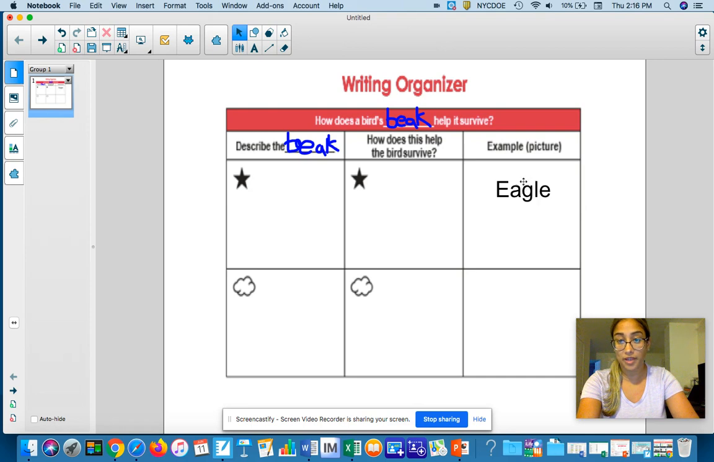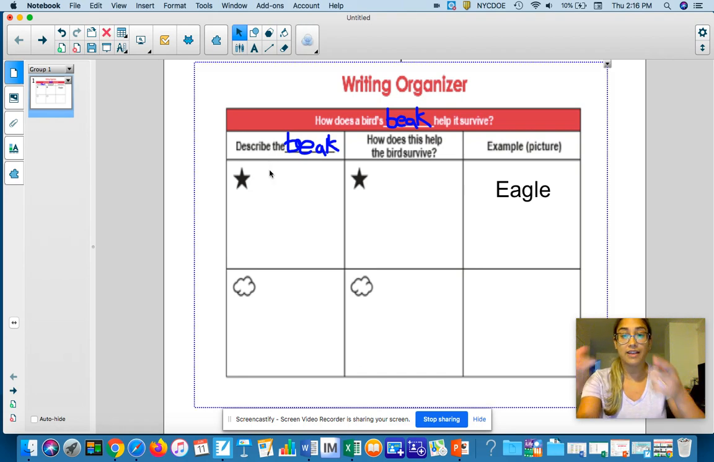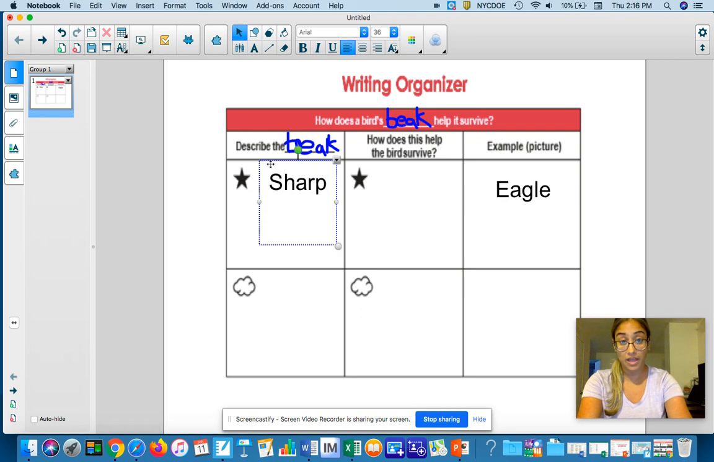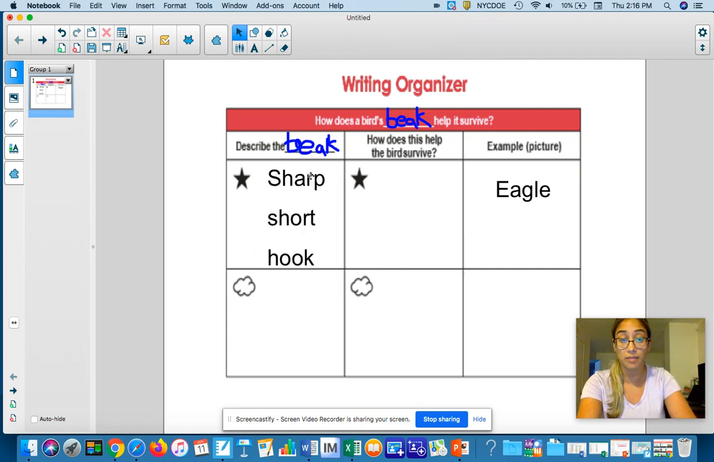So here we can draw a picture, but I just wrote the word eagle to save us some time. So now I need to describe the beak. And remember, adjectives are describing words. So I need to describe the eagle's beak. Now let me think. What does the eagle's beak look like? Well, I know that it is sharp. I also know that it's a short beak. It's not very long, it's short, and it also comes to a hook at the end. So these are my three describing words to describe an eagle's beak.